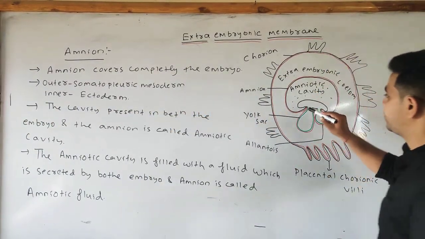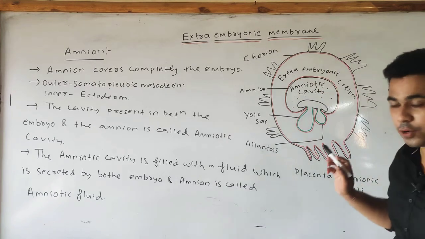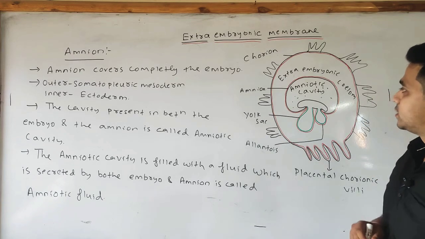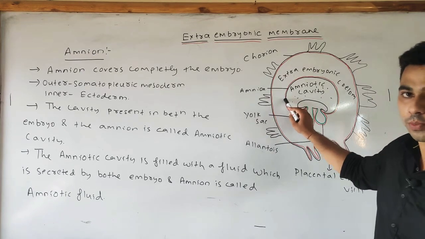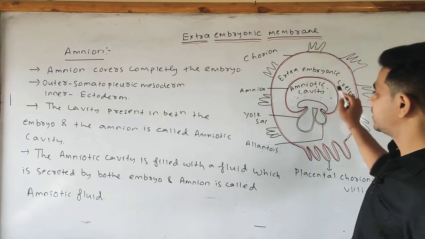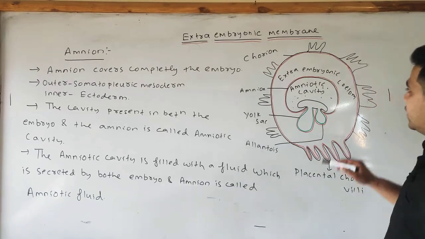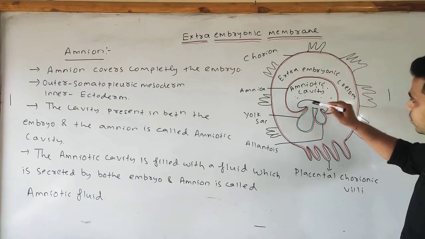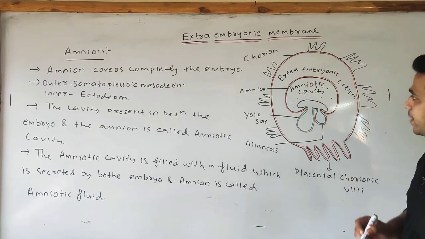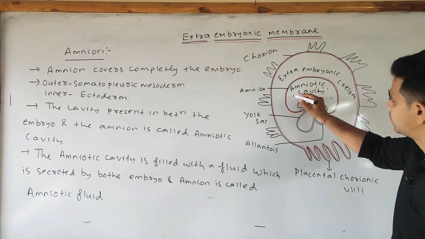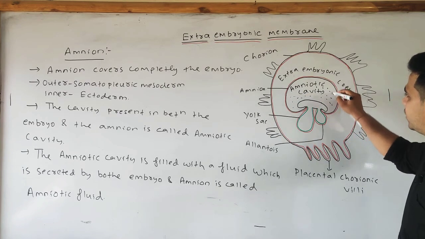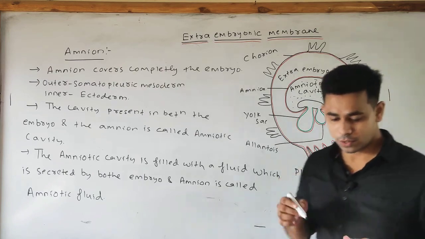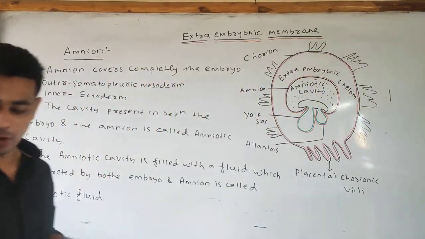Once again we will discuss the four points. The first point, amnion covers completely the embryo. The outer portion of the amnion is the mesoderm or the somatopleuric mesoderm, and it is internally lined by the ectoderm. Third point, the cavity or the space between the amnion and the embryo is your amniotic cavity, and it contains some fluid known as amniotic fluid which is secreted both by the embryo and the amnion. Okay. Now we will discuss the function.